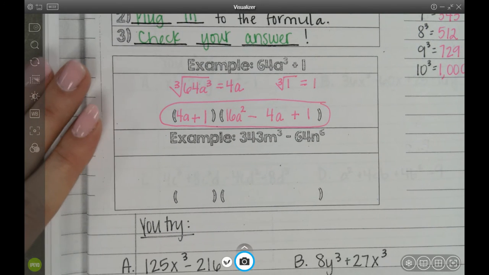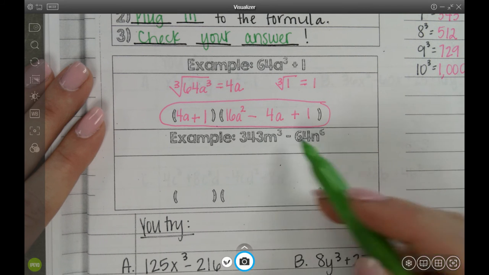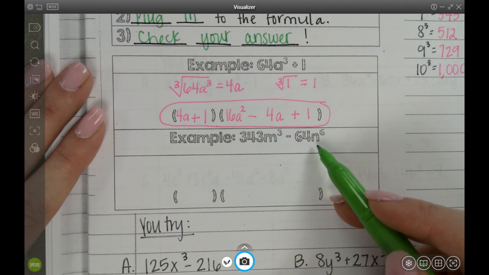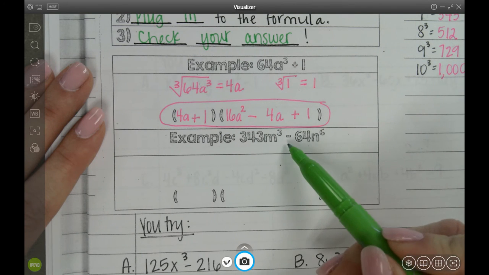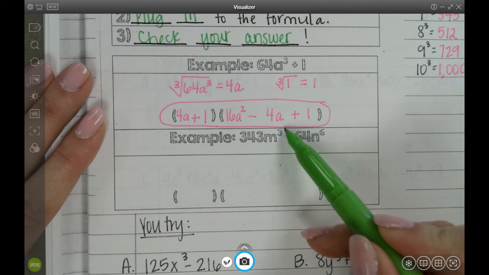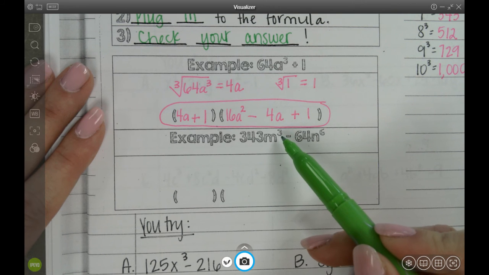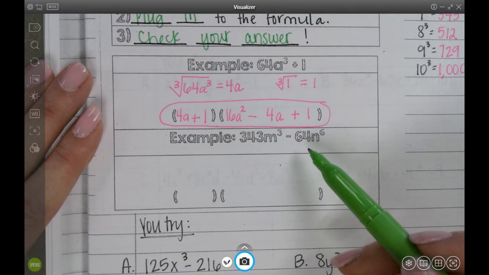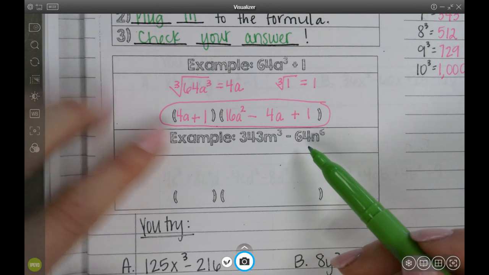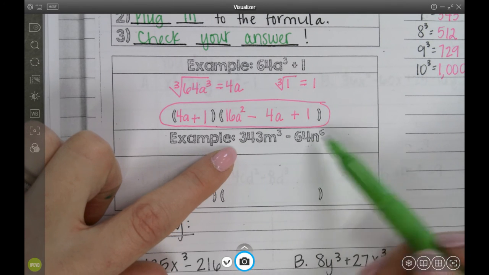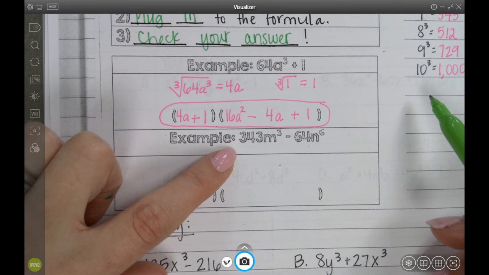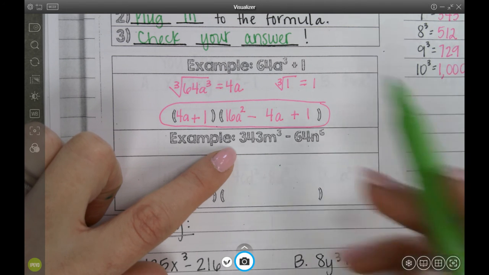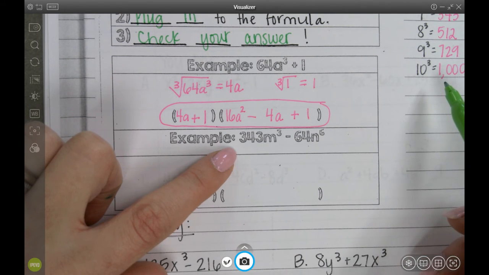Okay. The next one. I have 2 terms. I do not have a GCF. It is a minus, but this one right here, that 3, is not an even degree, so it's not the difference of 2 squares. So I'm going to check to see if it's the difference of 2 cubes. Are 343 and 64 on my list? Yep. Okay, so it's going to be the difference of 2 cubes.